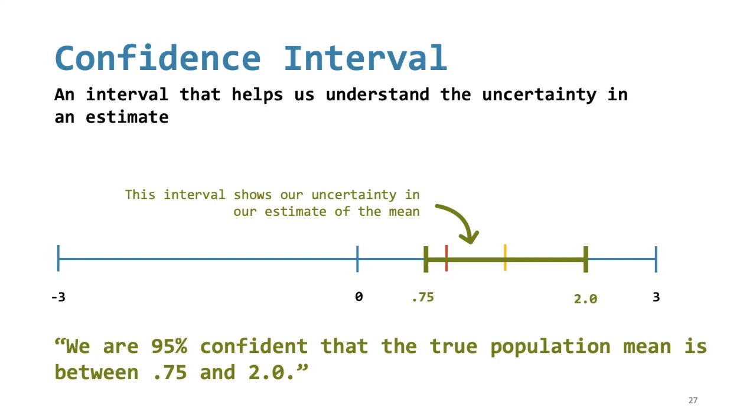So just by communicating that, we're already saying we know it's just an estimate that we have, but we're 95% confident that the true population mean is somewhere between here.